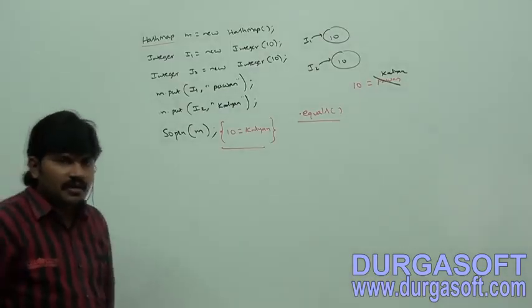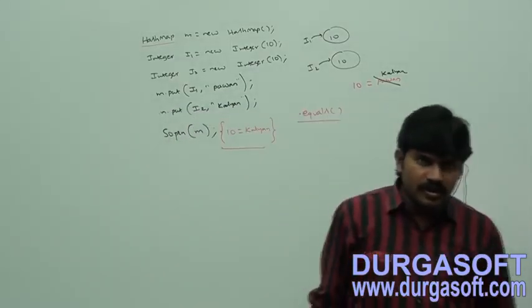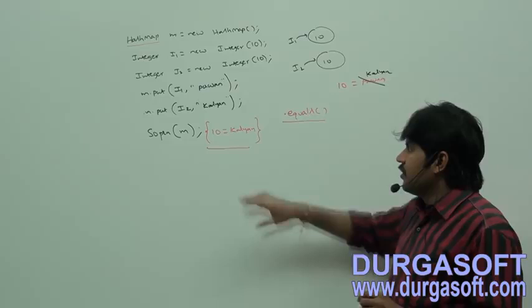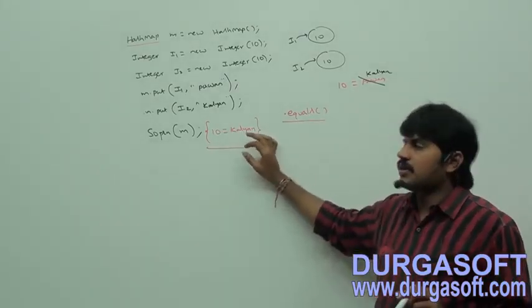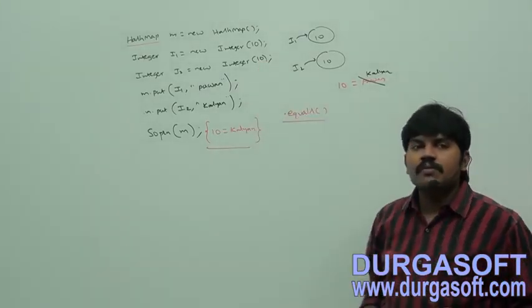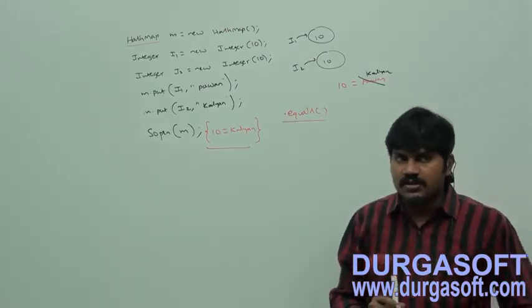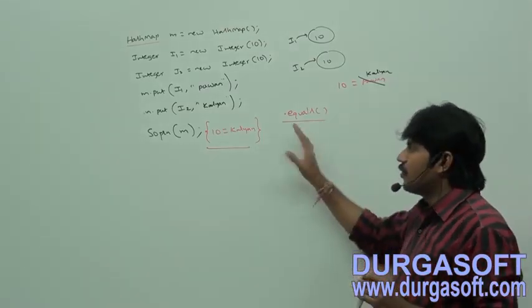Then how many entries are there in the map? Only one entry, not two entries, make sure. You should be aware, so it is 10 is equal to Kalyan only. So in the case of hash map, JVM will use which method to identify duplicate keys? The dot equals method to identify duplicate keys.